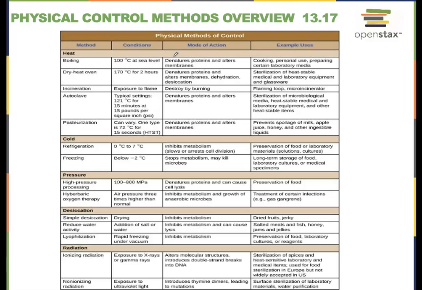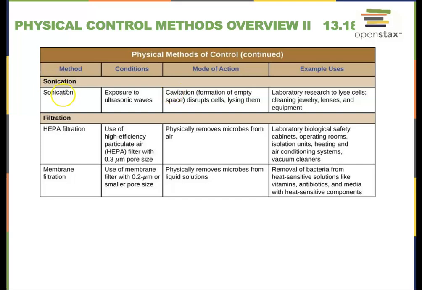All right, we're at the end of part 1, the physical control of microbes overview. We talked about everything here. This is a really great synopsis of what we talked about. You want to look at mode of action and examples as the two major ones. The rest is good to look at too, but let's know how it kills and some examples. We talked about sonication, HEPA filters, and membrane filtration.